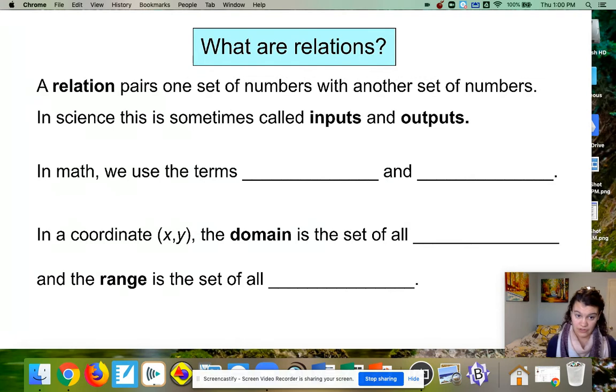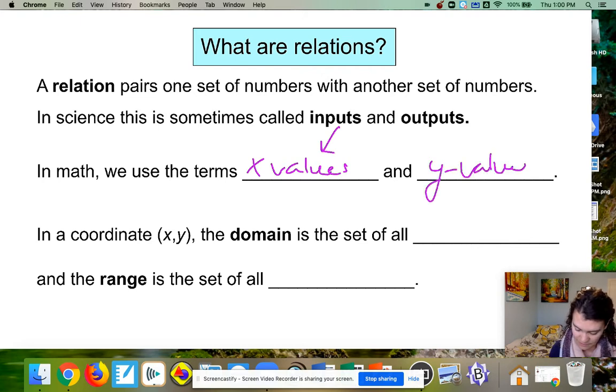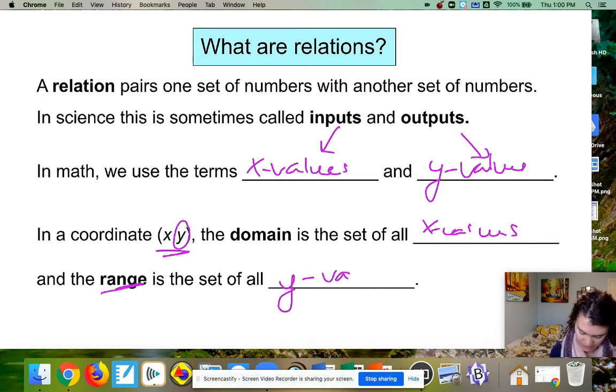So what even are relations? Relations pair one set of numbers with another set of numbers, or sets of stuff. You could pair other things too. In science, you call this inputs and outputs. In math, we sometimes use the terms x values for the inputs and y values for the outputs. They mean the same thing here. So in a coordinate xy here, the domain is a set of all x values, so your inputs, and the range is your y values.